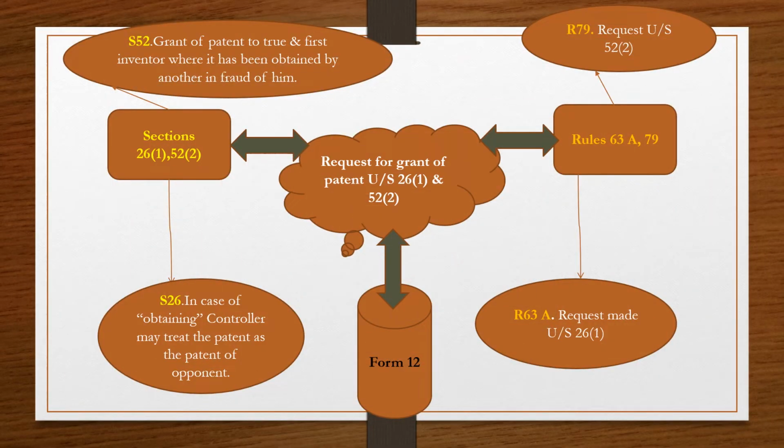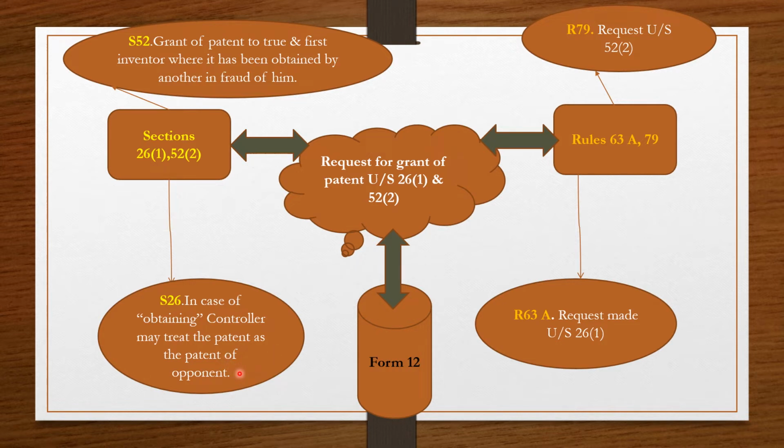Form number 12 has the title Request for Grant of Patent under Section 26 subsection 1 and Section 52 subsection 2. Okay. The relevant sections are Section 26, particularly subsection 1, and Section 52, specifically subsection 2. Okay. So what is Section 26? Section 26 is: in case of obtaining, the controller may treat the patent as the patent of the opponent.